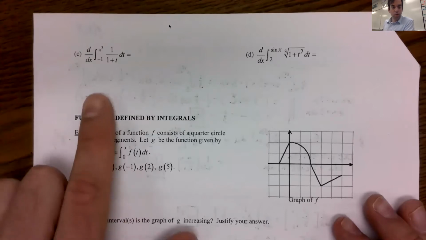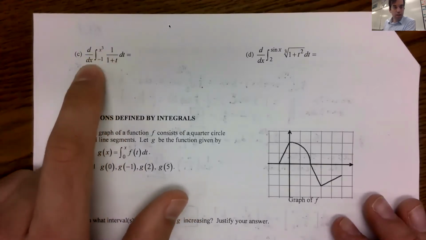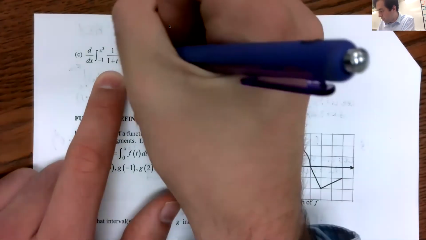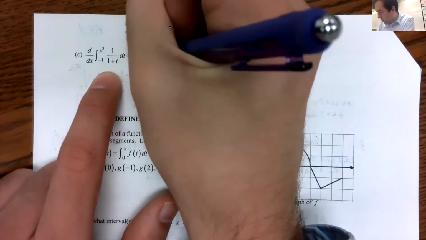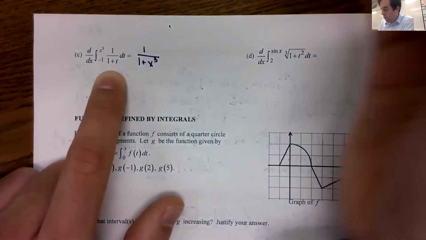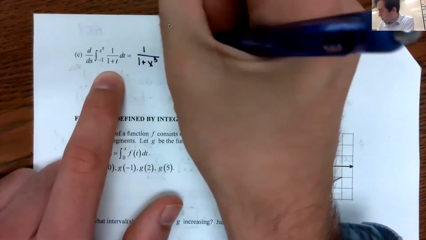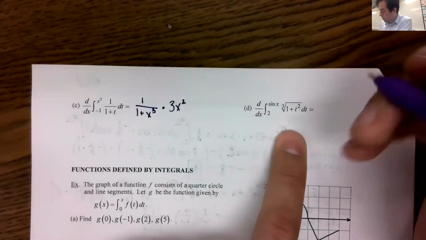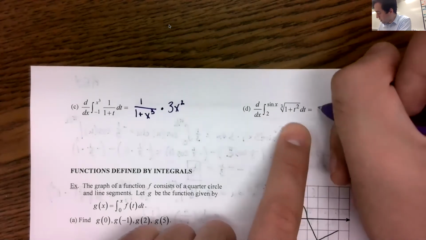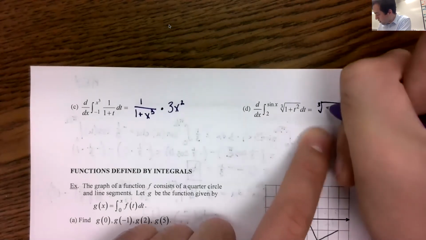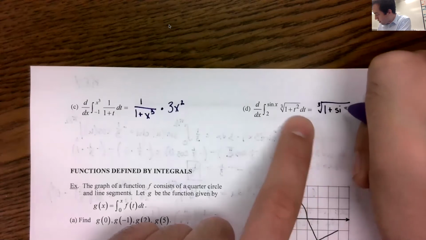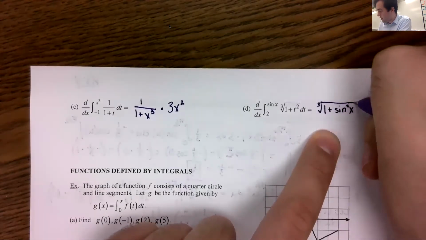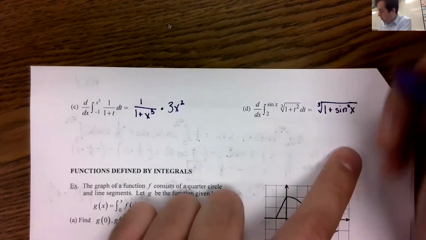In this first one, we have 1 over 1 plus t from -1 to x cubed, but then a derivative. So all we do is we plug in x cubed for t. But then we have to multiply by the derivative of x cubed. And up here, we're going to do the same thing. We're going to plug in sine of x for t. And notice the t was squared. So this is going to be sine squared x, like that. And then we multiply by the derivative of sine.